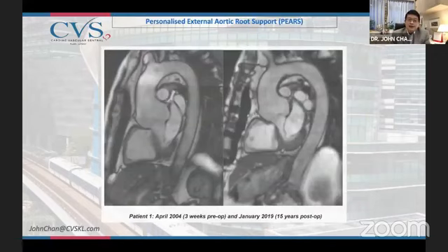So this is the image from the first patient who had this procedure way back in 2004. He's still alive and well today, and his aortic root has stabilized in size. You can see it is bigger than normal, but it has not got any bigger with this support, with this PEARS procedure. And it has stabilized it, and we expect the aorta not to increase anymore in size.